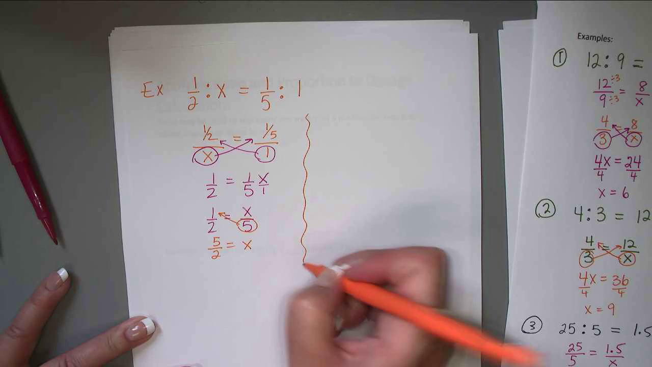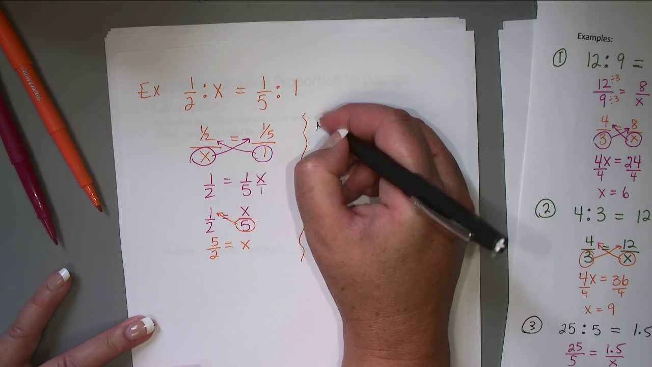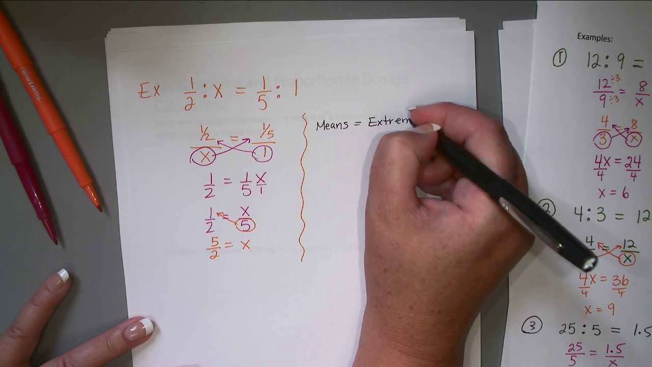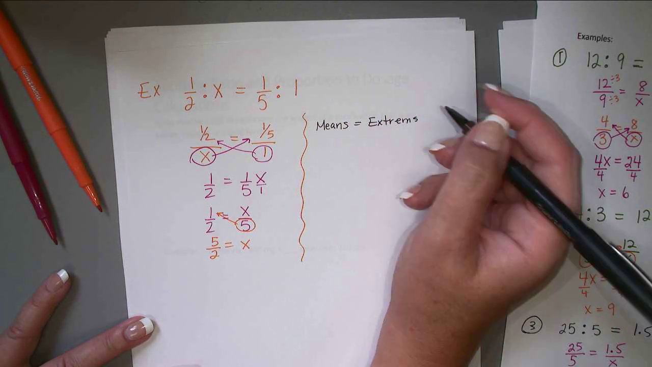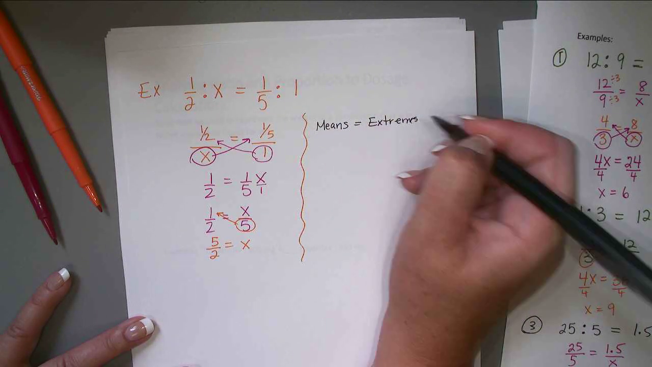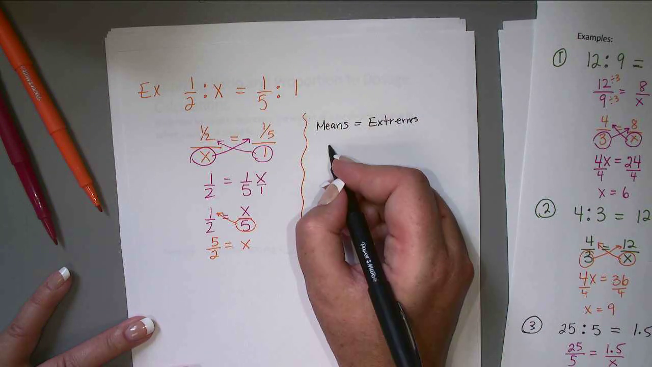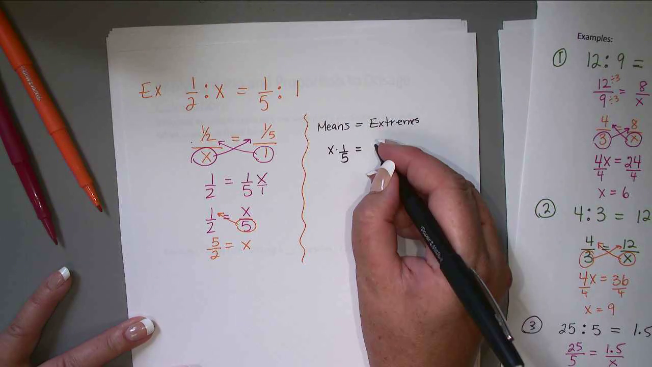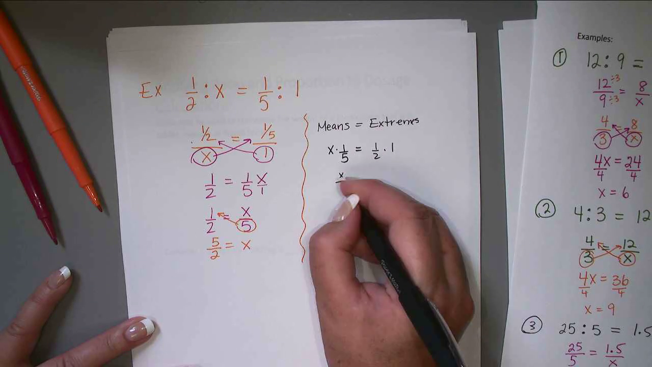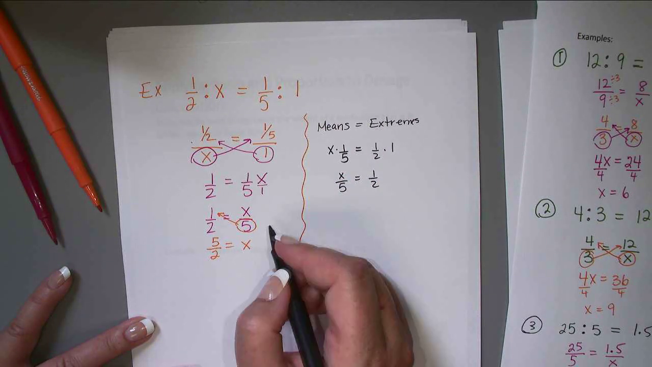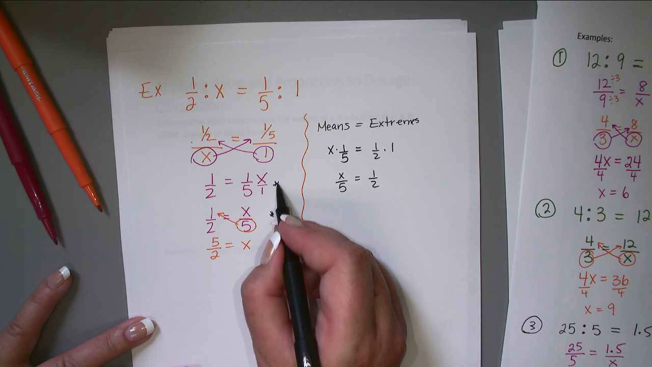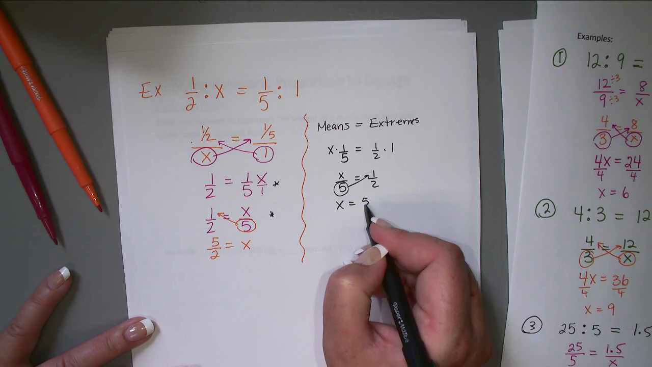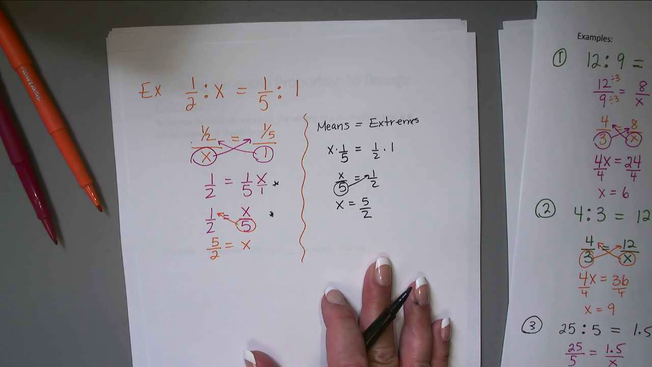All right, now let's look at this a different way. If we look at the means is equal to the extremes, how does that look? Does it look any better? So the means, or the middle numbers, is x times 1 over 5, and the extremes is 1/2 times 1. So that's x over 5 is equal to 1/2. So it gives us this exact same expression. Multiply the 5 over here, x is 5 over 2. So it gives us the same thing.